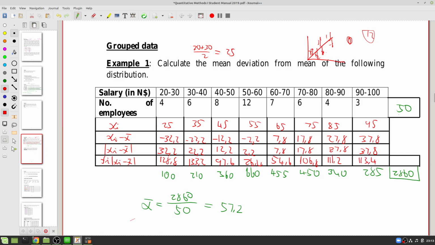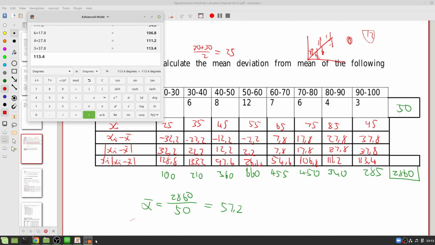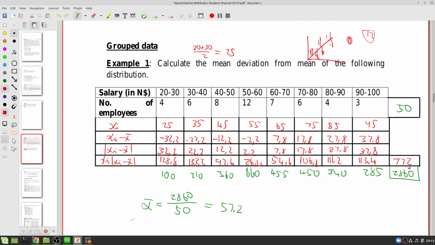Great, almost done. Now we have to add all this up, the sum of fi times the absolute value of xi minus x bar. So that plus 111.2, plus 106.8, plus 54.6, plus 26.4, plus 97.6, plus 133.2, and 128.8. So we get 772. And we said that value we're going to divide by n.